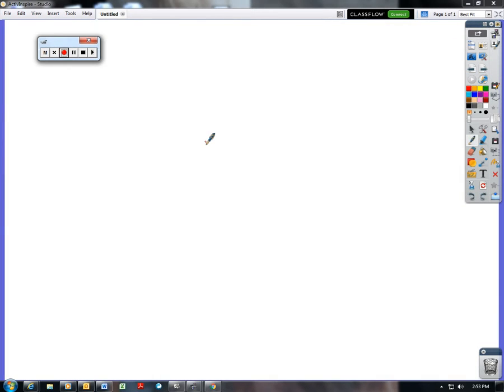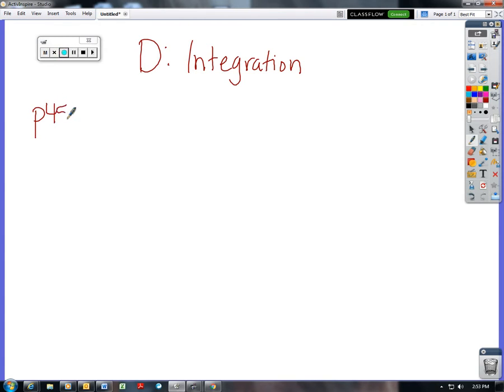So this lesson will be Chapter 18, Lesson D, which is on integration is the title. But before I do Section D, I wanted to revisit the properties on Section C, page 452. The reason is I just brushed over them so quickly last time. Page 452, the properties of definite integrals.